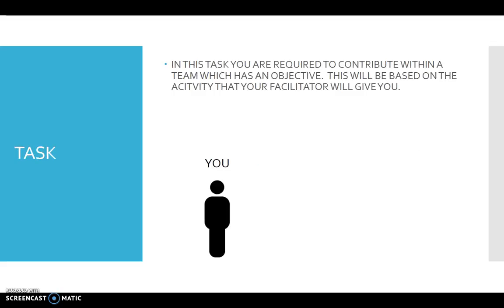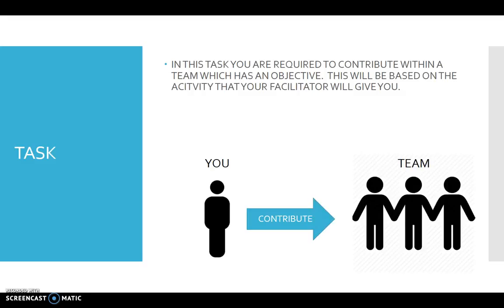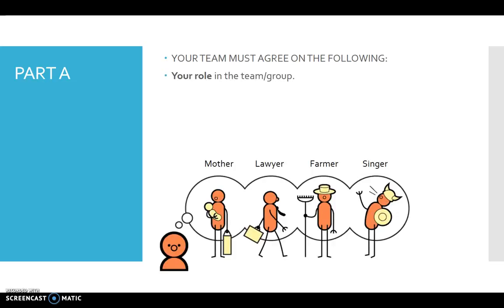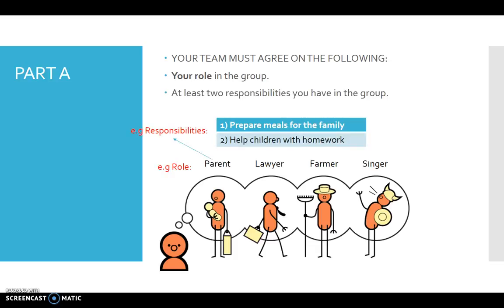Now, in this task, you are required to contribute within a team which has an objective. This will be based on the activity that your facilitator will give you. In Part A of the assessment, your team must agree on the following. You must agree on your role in the team or in the group, and you must at least outline two responsibilities that you have in the group. An example that we have shown here is the role may be a parent, but two of their responsibilities will include preparing meals for the family or helping children with their homework.